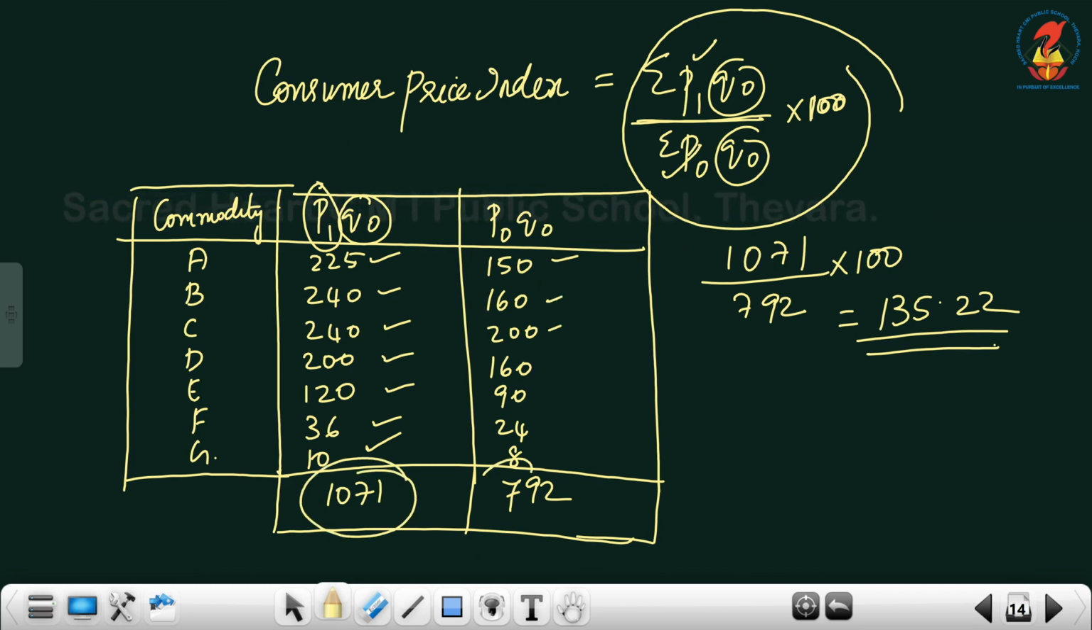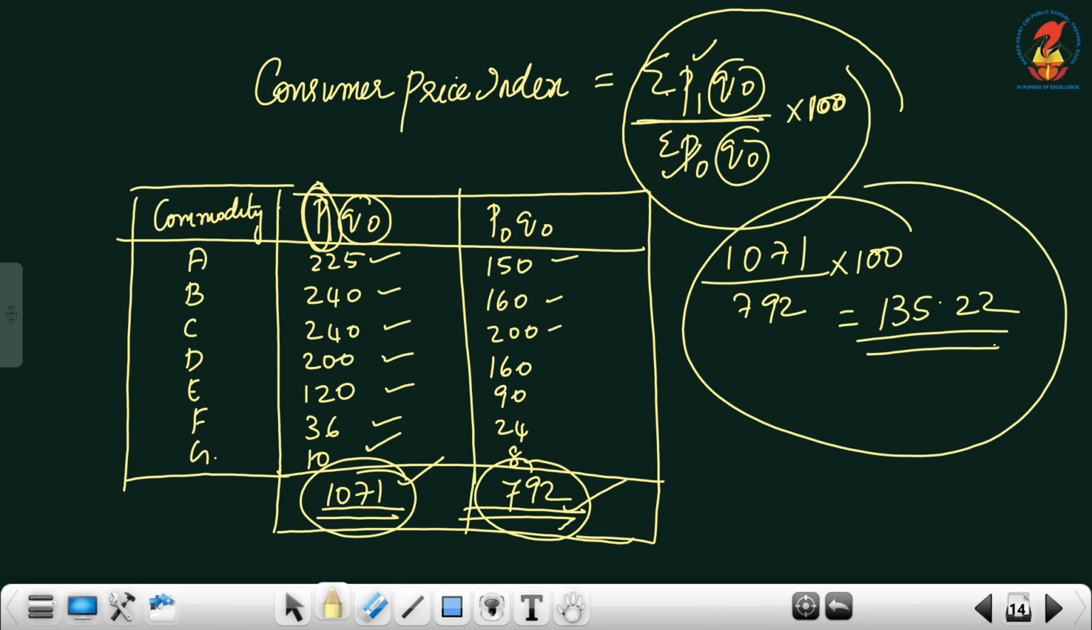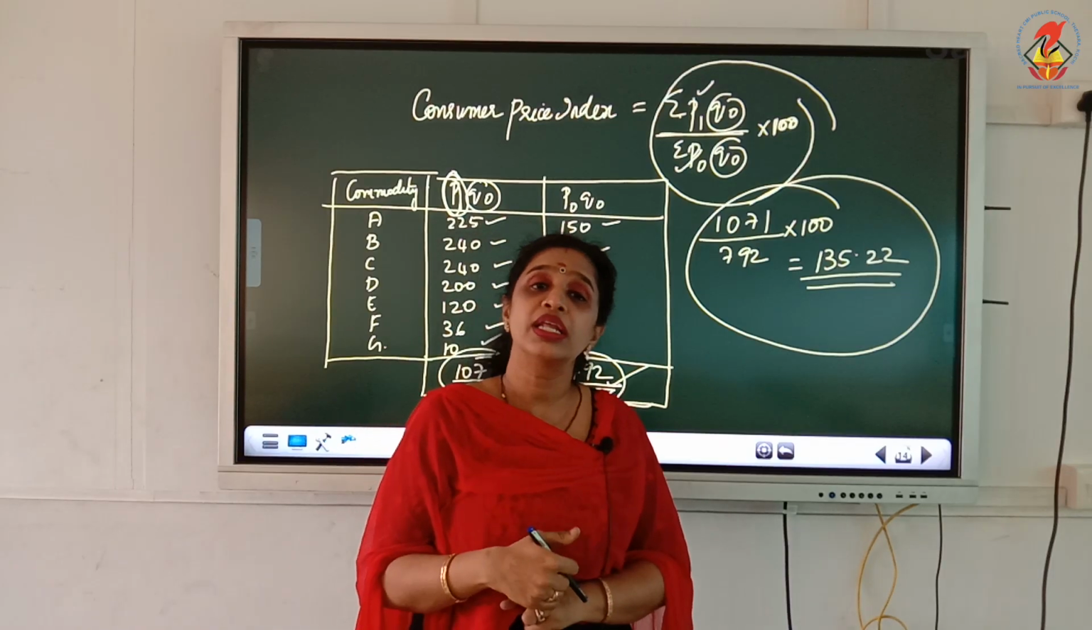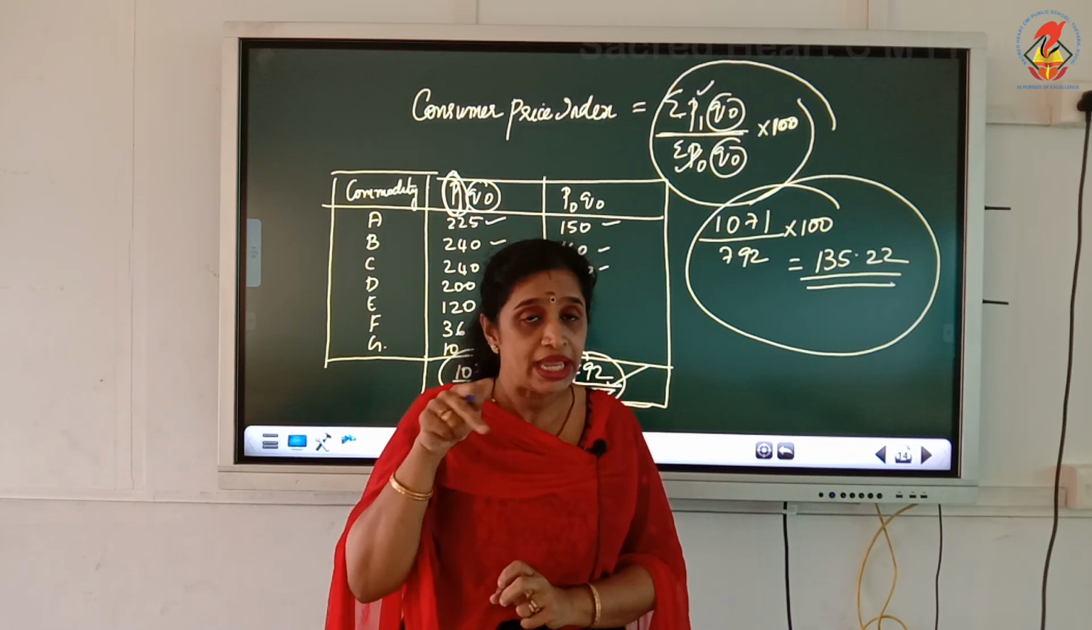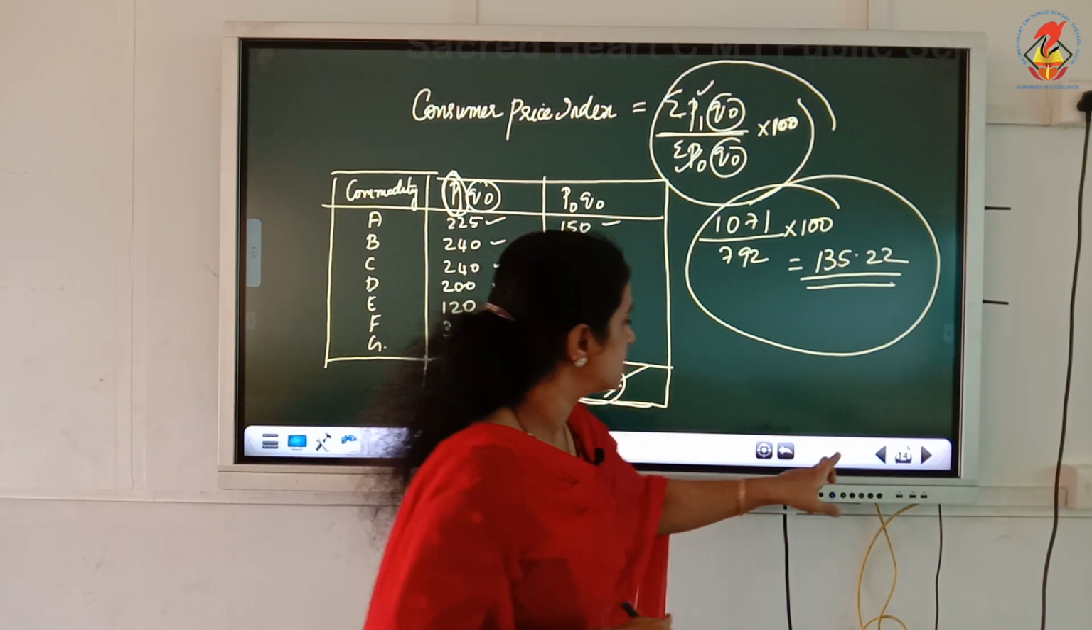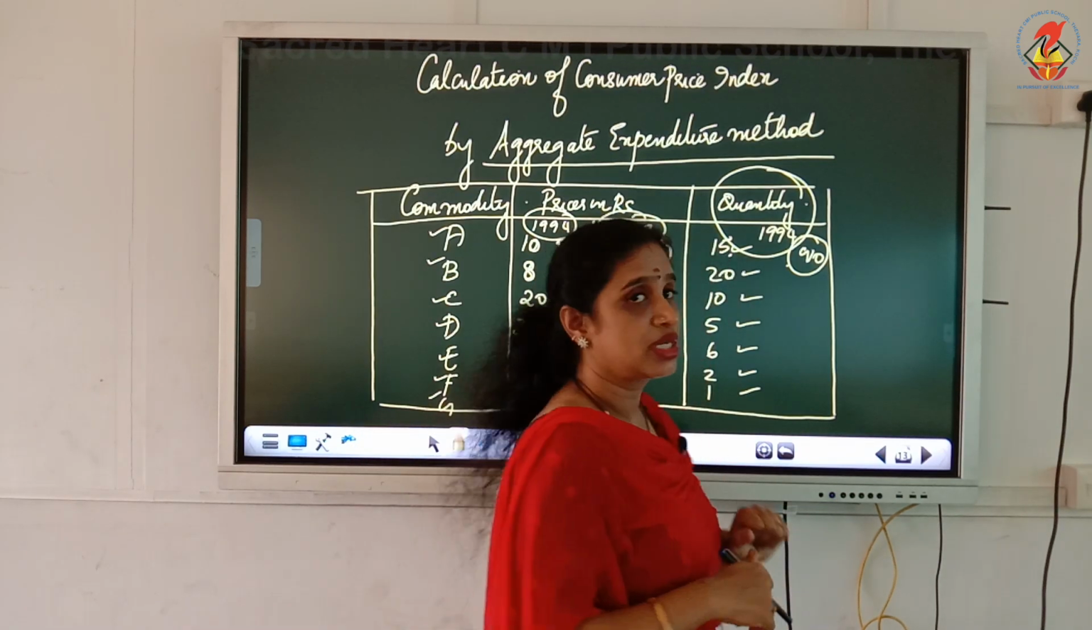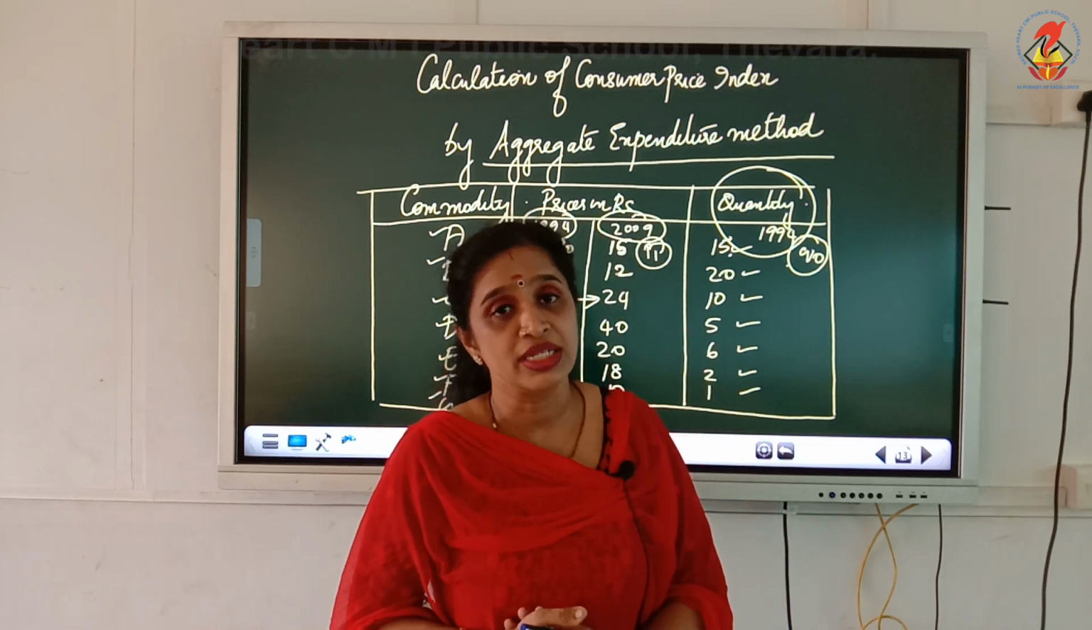Now we have to find out the total of the same. Now sigma of P1 Q0 means total of P1 Q0, that is 1071 and this is 792. Now apply the formula. Sigma P1 Q0 is 1071, sigma P0 Q0 is 792. In 200 you will get it as 135.22, which means there is an increase of 35.2% in the price of commodities in the present year, which is the current year we are taking 2009 when compared to the year 1994.